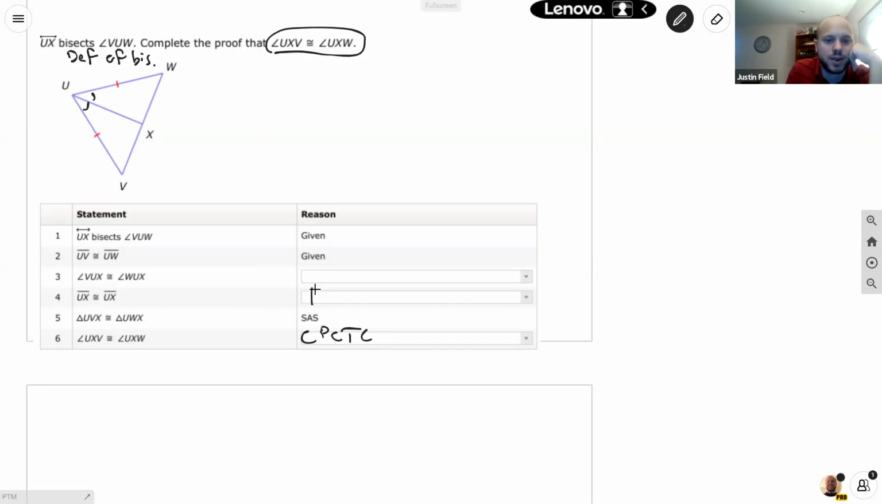This is the reflexive property. And how about VUX and W? Oh, that's what I marked. And I knew that was because of the definition of angle bisector.